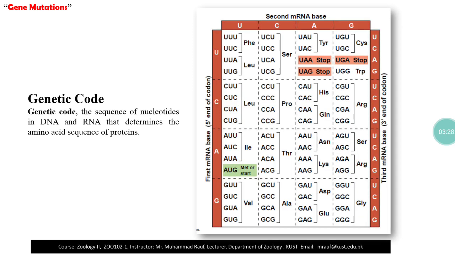Here is the genetic code. Genetic code is the set of instructions which guides the synthesis of a polypeptide chain. It is the sequence of nucleotides in DNA and RNA that determines the amino acid sequence of proteins. The genetic code consists of 64 codons. 3 of them are stop codons, which signal the termination of translation, whereas the other 61 are protein amino acid encoding codons.